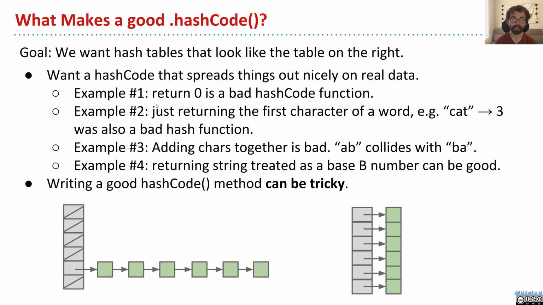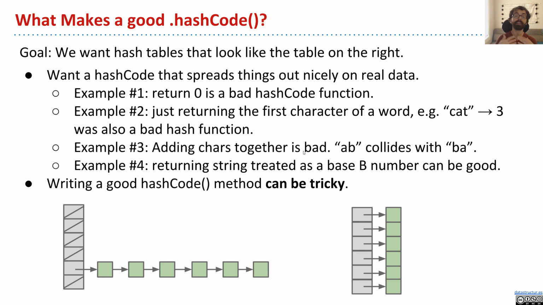One we've seen is returning the first character of a word. For example, cat would give me 3 because that is the value of the first character of the word. But that was also a bad hash function because you'll have collisions for every possible word that has that same first letter. Another example, which we have not seen, is if we just add all the characters together, that won't work out so well. AB would then collide with BA. That's a bad hash function.